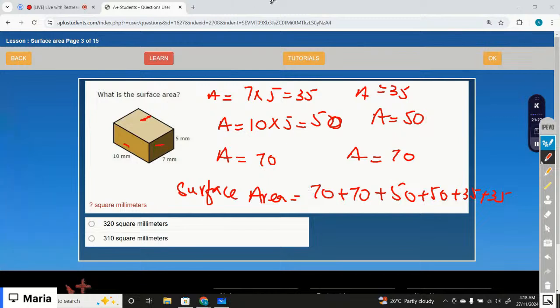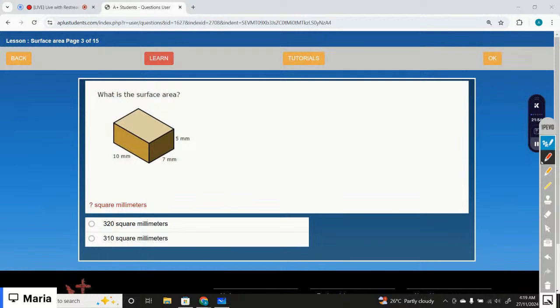The correct option is 310 square millimeters. Option number 2 is the correct option. That is 310 square millimeters. Option number 2 is the correct option.